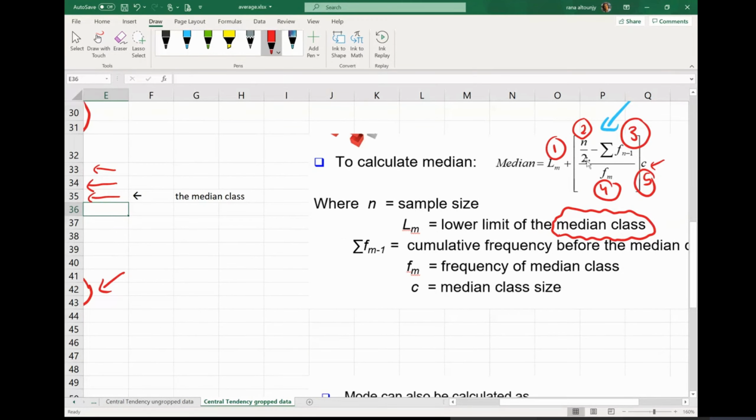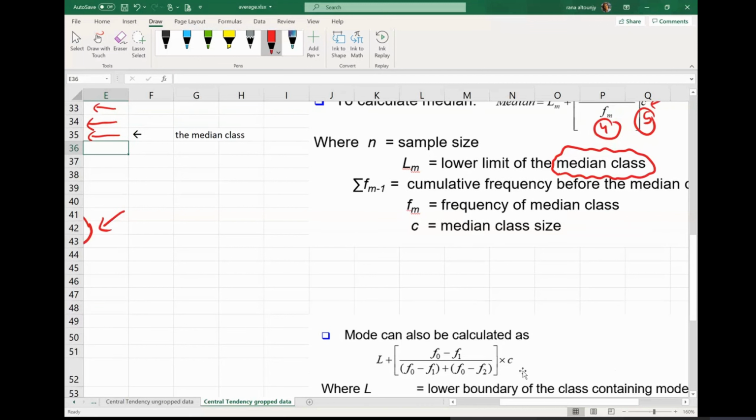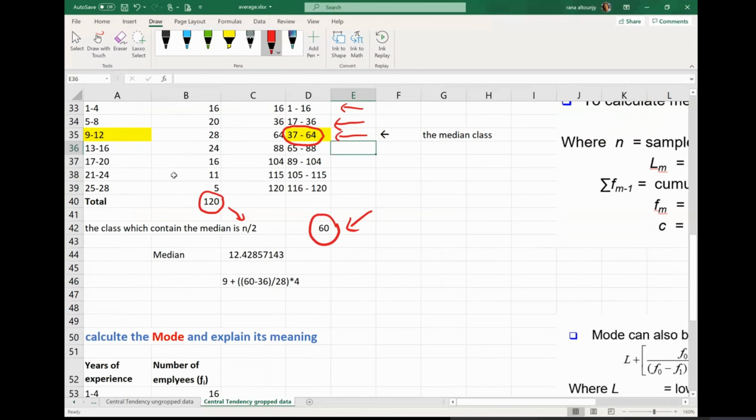So the equation is, first we need to put the LM. What is LM? It is the lower limit of the median class. This is our median class. The lower limit is 9. So our LM is 9. This is the first number. Then plus.